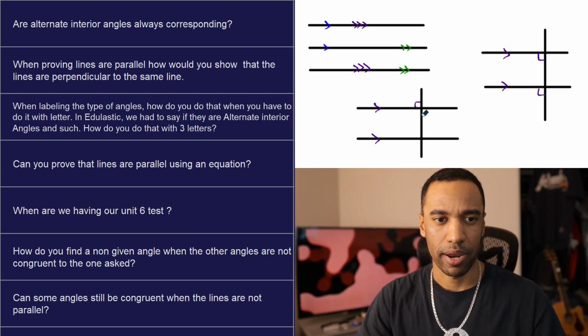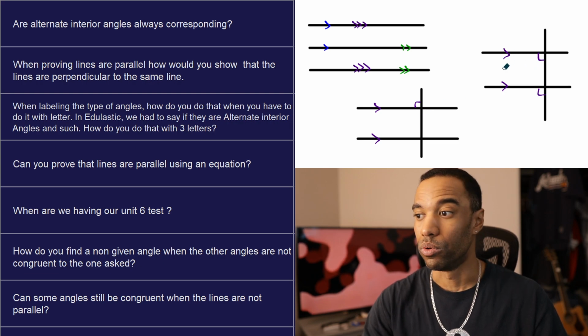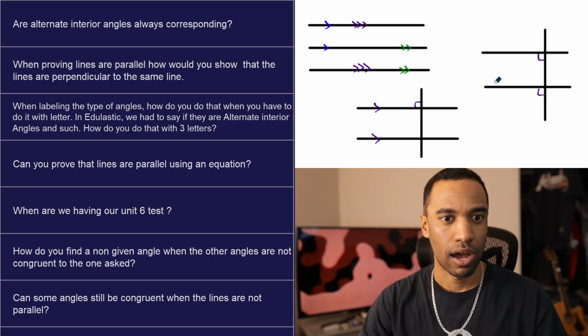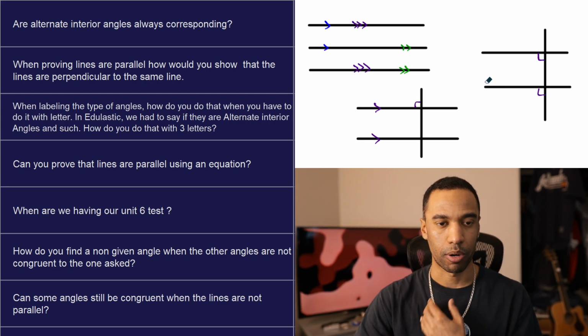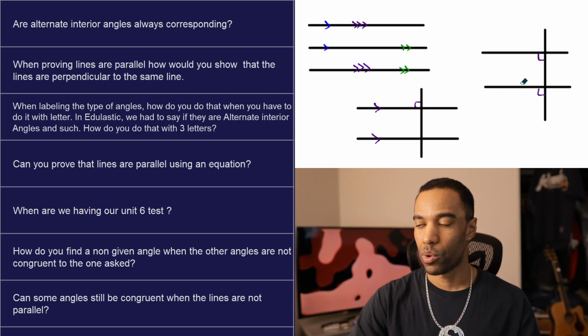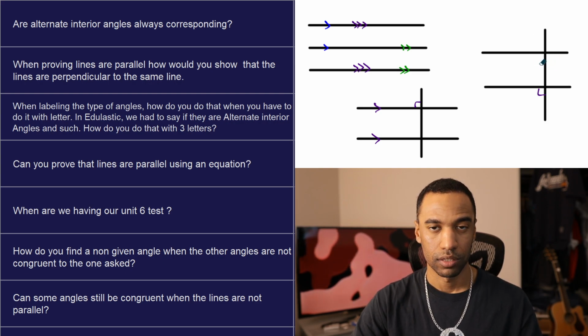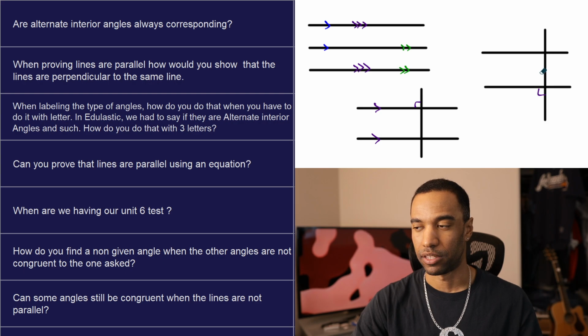When proving lines are parallel... Oh, no, you are asking about this one here. When proving lines are parallel, how would you show that the lines are perpendicular to the same line? Well, here's what would happen. You'd have to know that one of these 2 lines is perpendicular to begin with. Okay? You'd have to know one's perpendicular to begin with.